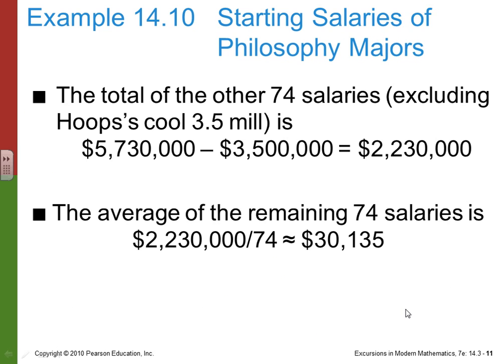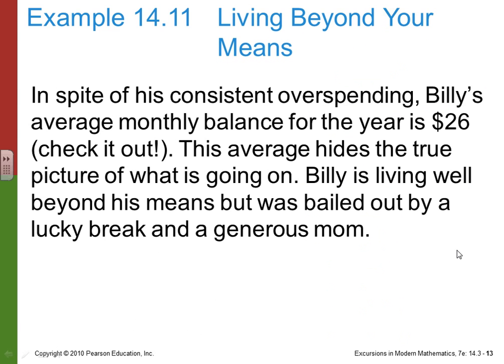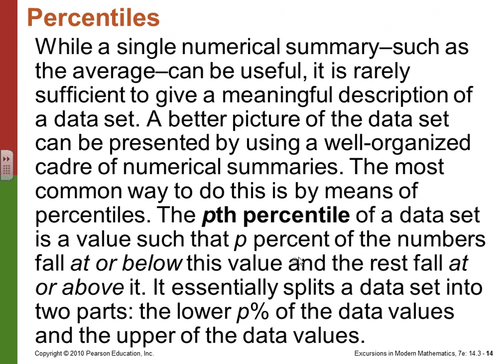And then we have philosophy majors. Like, philosophy majors have a job. I mean, give me a break, guys. Living beyond your means. This shows the monthly balance in your checking account: minus, minus, minus, minus, minus. And you only come out on top because you have lottery winnings. Yeah, that's going to happen. But mom's going to have to bail him out. Okay, that's a good idea.